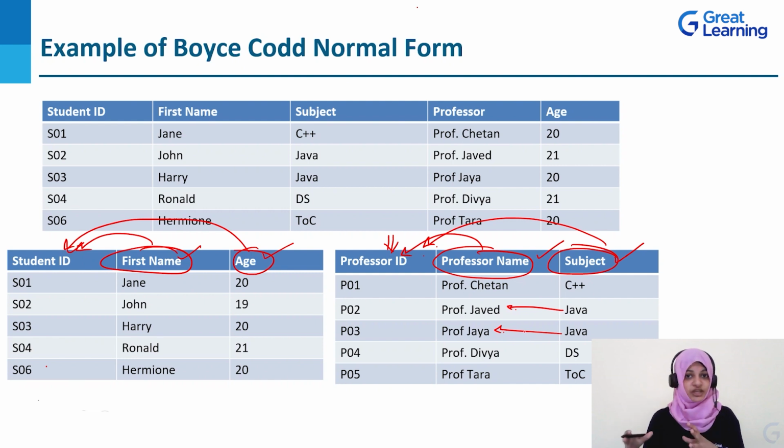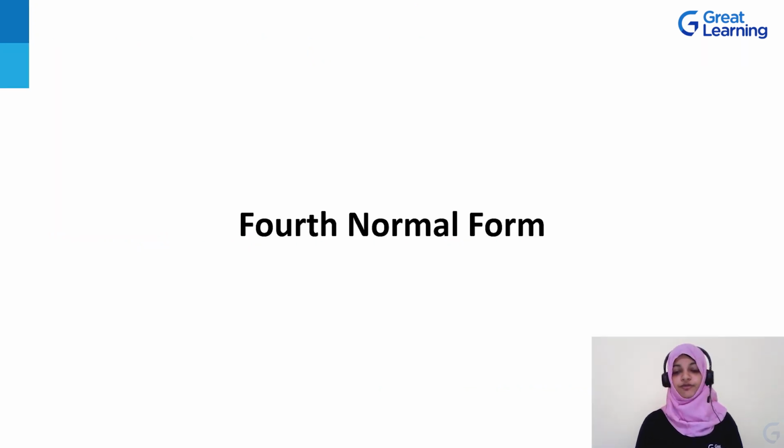So the subject is no longer dependent completely upon the professor. It is actually dependent upon the professor ID. So a given professor will be able to take this particular subject and another professor would be taking another subject. That is how Boyce code normal form actually is identified. So here we've seen how we can actually reinforce the third normal form in the form of Boyce code normal form. Next, let's look at the fourth normal form.